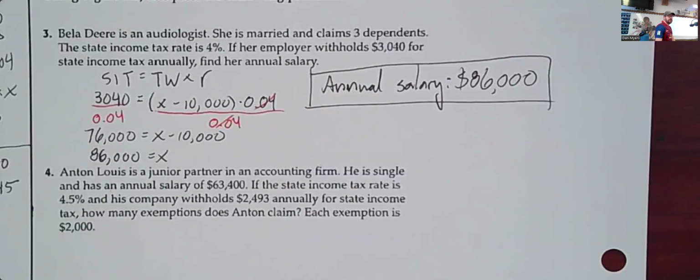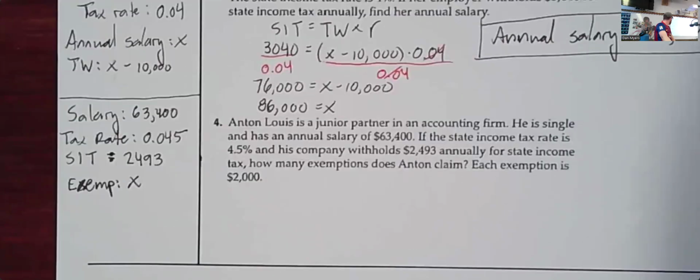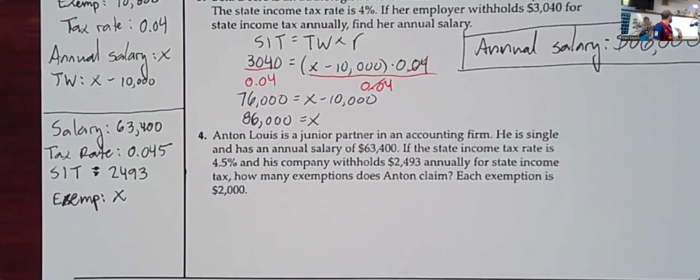Okay, look at number 4. Again, I went ahead and wrote out the info. I'll leave 3 up there in case you need to write that down as well. So the salary, $63,400. The tax rate, 4.5%, 0.045. State income taxes, $2,493. We need to figure out, first of all, total exemptions. So that's X. Once we figure out the total exemptions, we'll figure out how many there are. But we need the total to know how many there were in the first place.